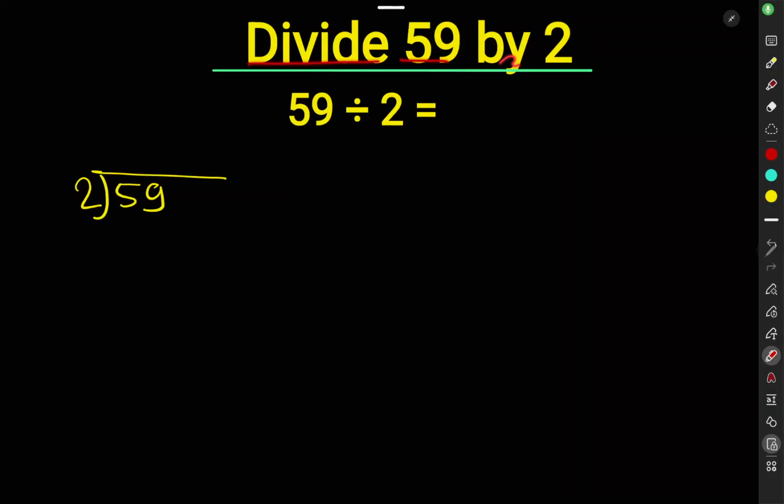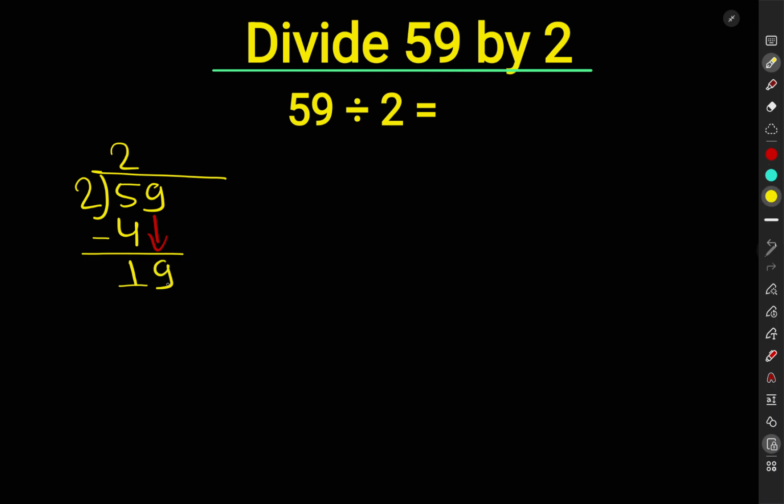Divide 59 by 2. So here we divide 59 by 2 in a long division method. So 2 times 2 means 4. On subtracting we get 1. So now this 1 is less than 2. So we bring down the number beside this, 9.